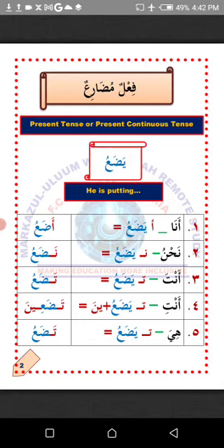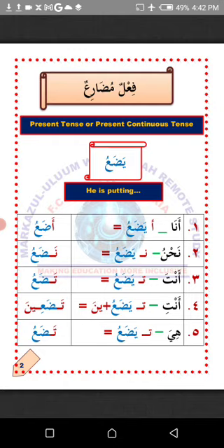The question is, how do we change the verb yadaw to suit the pronouns below? Yadaw simply means he puts or he is putting. He in Arabic is huwa, which is the opposite of hiya, she. So how do we now change the verb yadaw to suit the following pronouns?